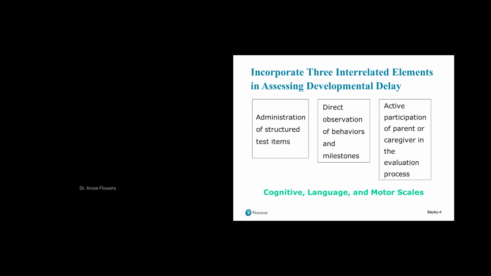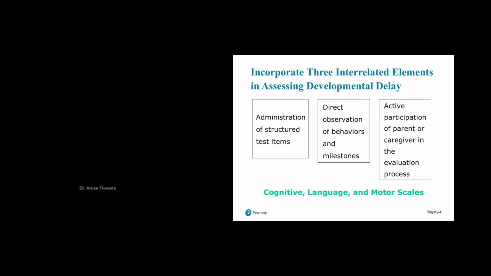So as we developed and revised the Bayley, we try to incorporate three major elements as we think about developmental delay. A lot of evaluation of very young children is sometimes done in a very informal observational method, which is great, and you can learn a lot from that. But from a scientific standpoint of wanting to get a metric or a score that's research-based, we want to administer some structured test items.